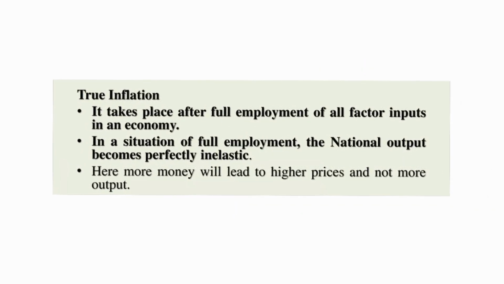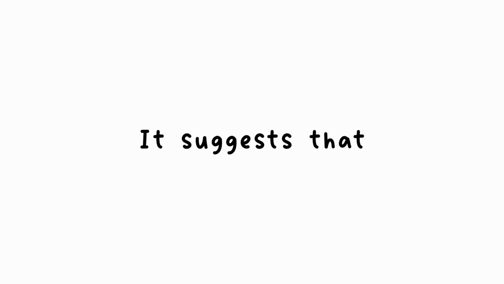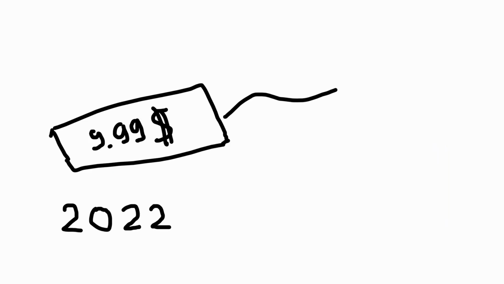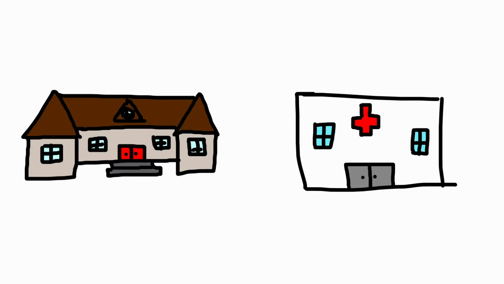True inflation. True inflation is a term sometimes used to differentiate between the official inflation rate reported by governments and the actual increase in the cost of living experienced by individuals. It suggests that official inflation figures may not fully reflect the price increases faced by consumers, especially if certain costs like housing or healthcare are excluded from inflation calculations.